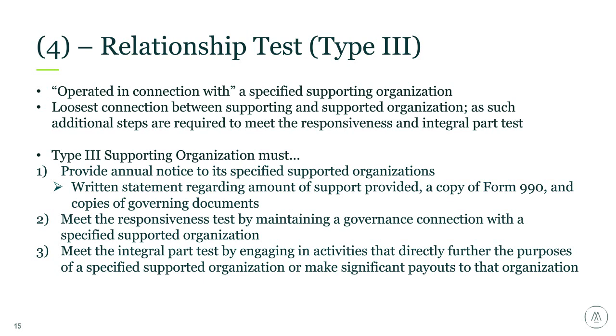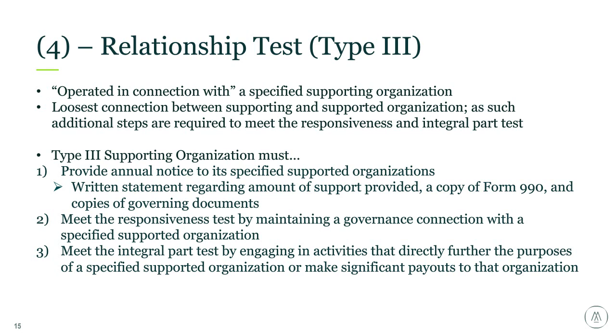First and foremost, and again, this is really unique to Type 3 organizations, a Type 3 supporting organization must provide annual notice to its specified supported organization. Now, the regulations are pretty specific as to how this notice must be completed, but in essence, it must be a written notice and it must be sent by the end of the 5th month after the close of every tax year.